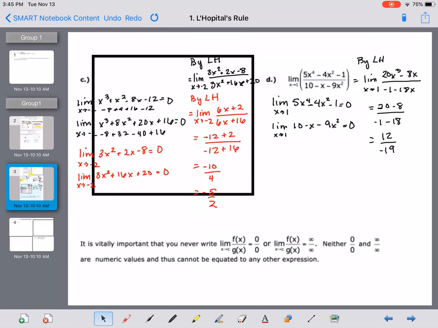So there's my work for D. This only had to be done once. Doing it once worked. I'm done. I got a number. I don't have that 0 over 0, so I'm ready to go.